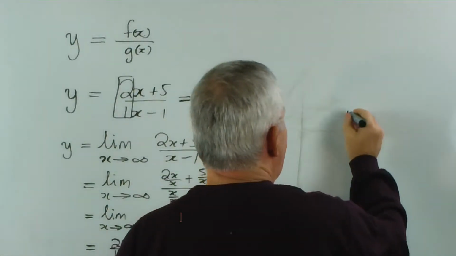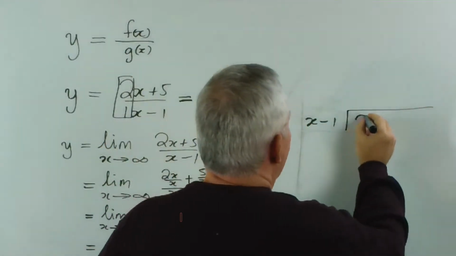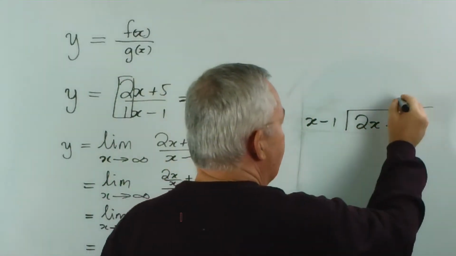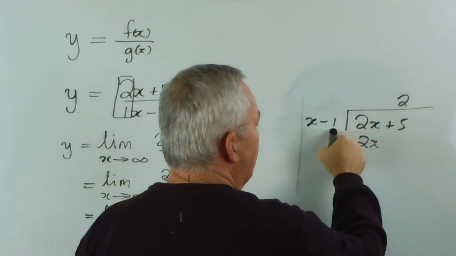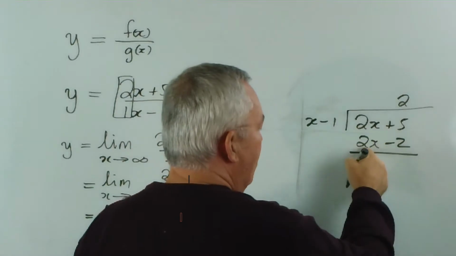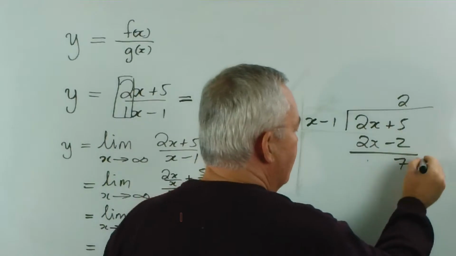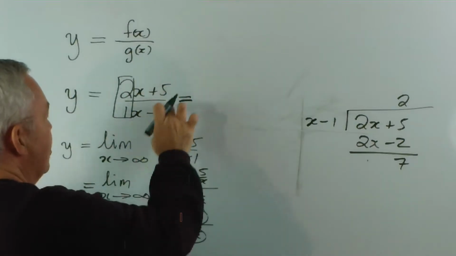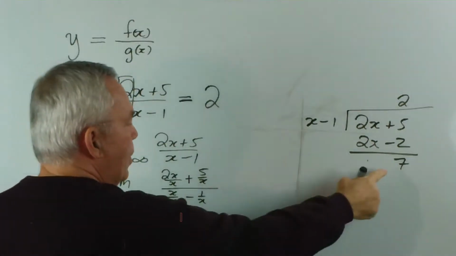So off on the side of my page, I'm going to divide x minus 1 into 2x plus 5. Now x goes into 2x twice, so I'll put the 2 in the units column. 2 times x is 2x. 2 times negative 1 is negative 2. I perform my subtraction. That minus that is 0. And 5 minus minus 2 is 5 plus 2 is 7. So this division turns out to be worth 2 with a remainder of 7.